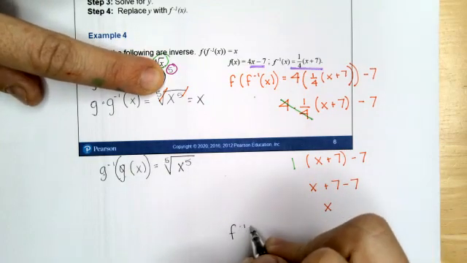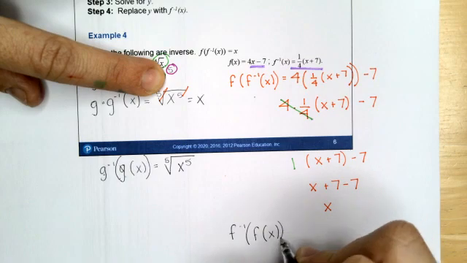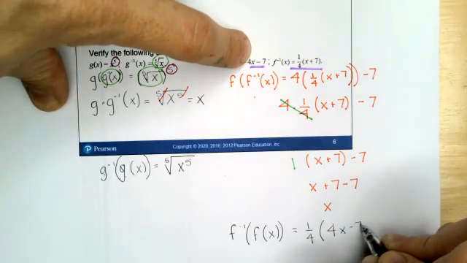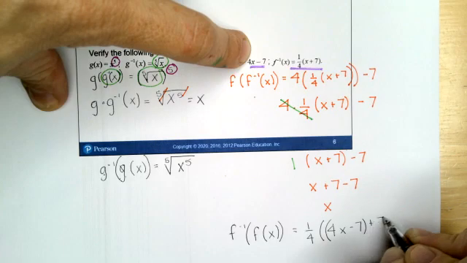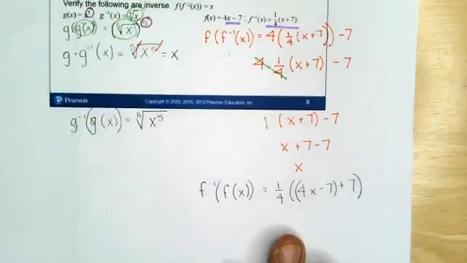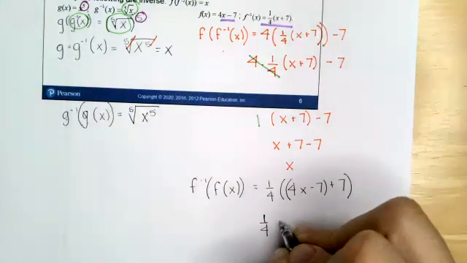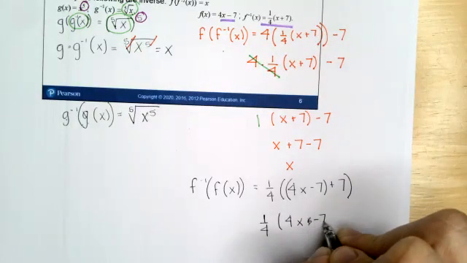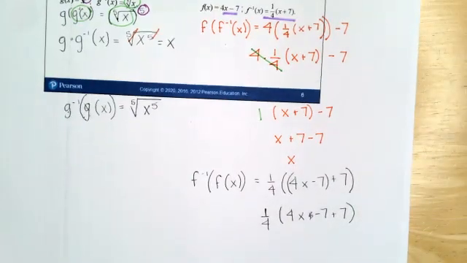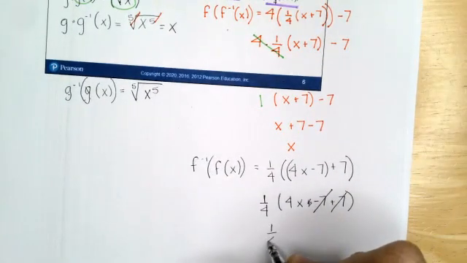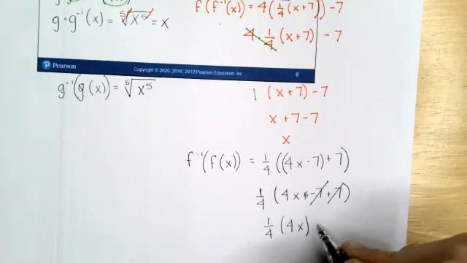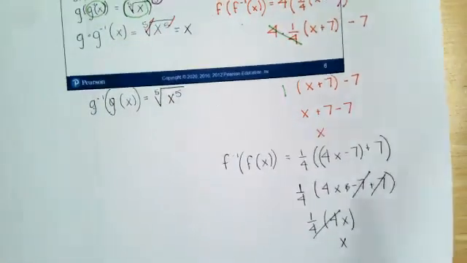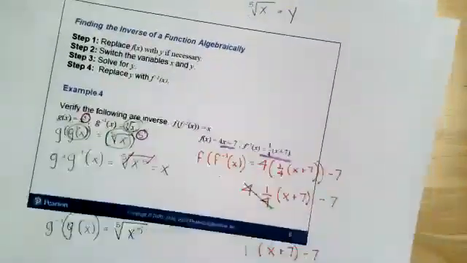Here it would have been the inverse of f of x is 1/4 times 4x minus 7 plus 7. You can still see how minus 7 plus 7, right? You can still see how those cancel, and you have 1/4 times 4x. Those cancel just like they did up here, and you have x. Doesn't matter which order you put it in. All right. Okay. Last tiny bit.